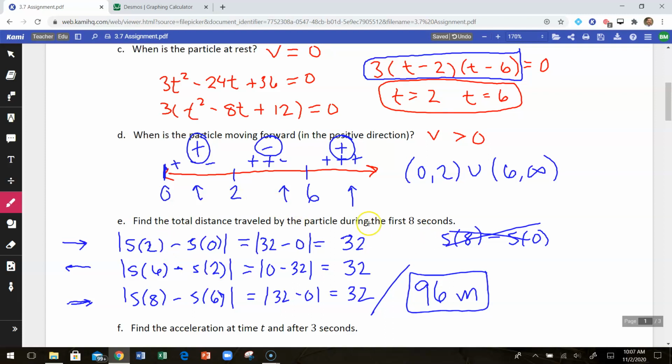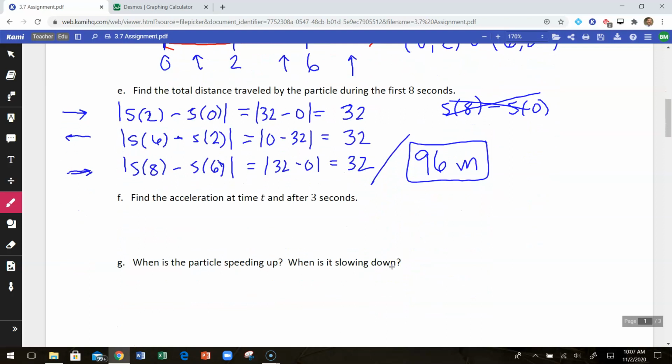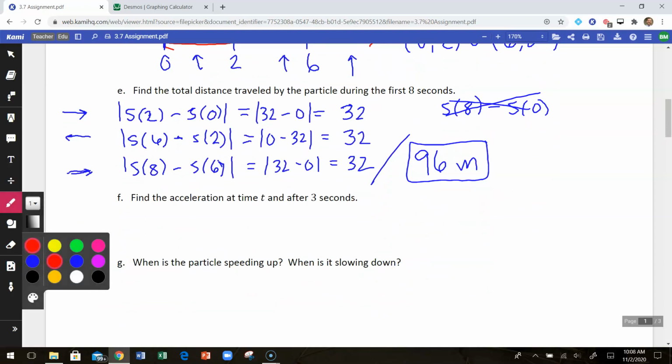If you didn't take into consideration the time that it moved backwards, and you just did s of 8 minus s of 0, you would get a value of 32 meters, which is the displacement of the particle. If you think about it moving 32 meters forward, then 32 meters backwards, and then 32 meters forward again, the displacement is 32. It's 32 meters away from where it started, but it traveled a total distance of 96 meters. Okay. Find the acceleration at time t and at time 3.